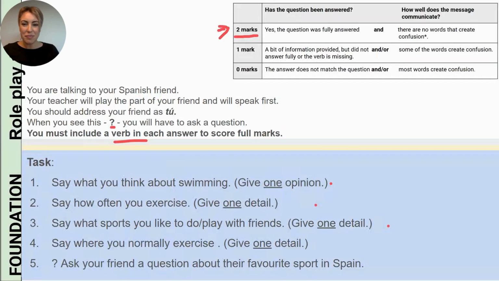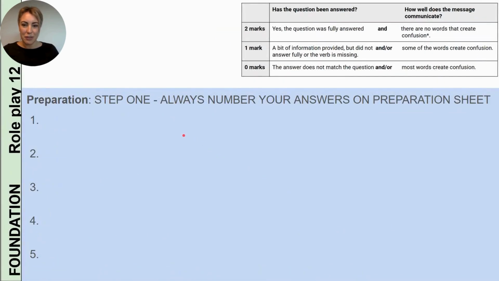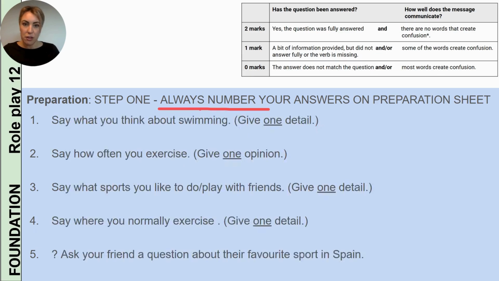Vamos. All right, so the first thing we're going to do, always number your answers on the preparation sheet. So grab a pen or a pencil and paper and write down immediately 1, 2, 3, 4, 5. This is because it doesn't matter what questions we are asked. You just read off the paper what you've written. So if you know that the examiner has just asked the first question, just go on and read the second, the third, and so on. So that's the first thing to do.